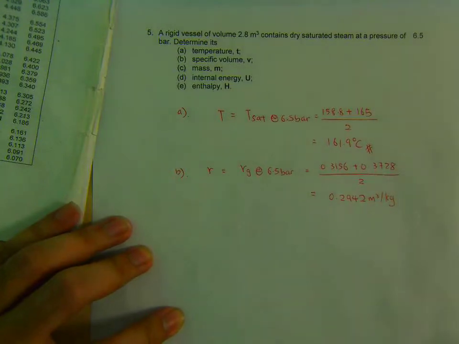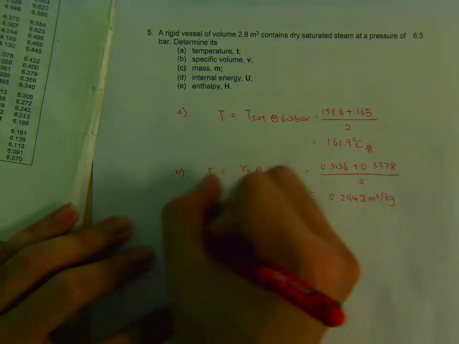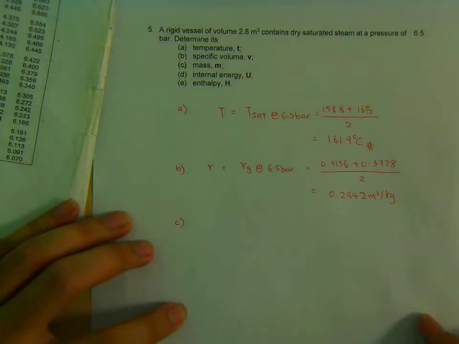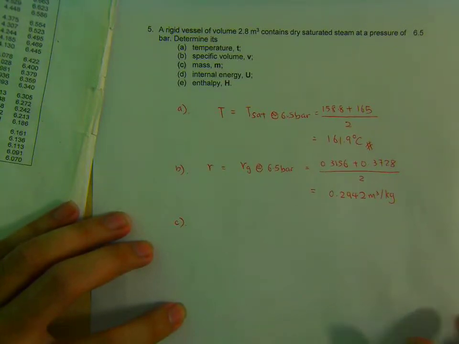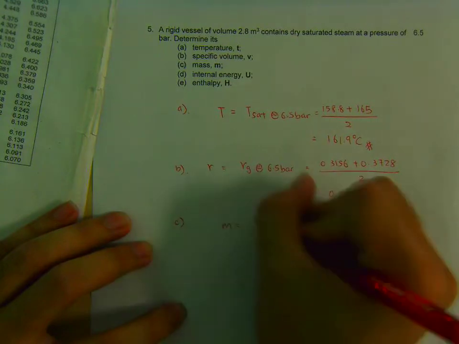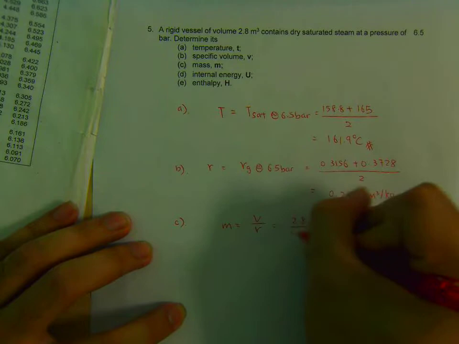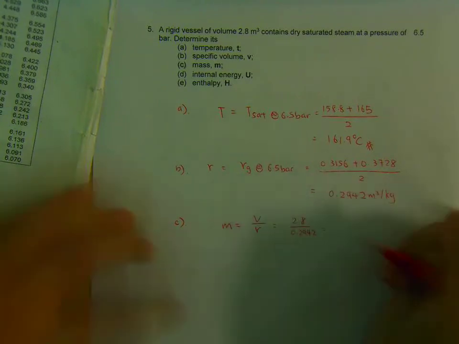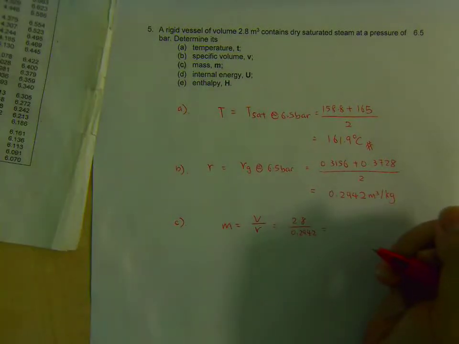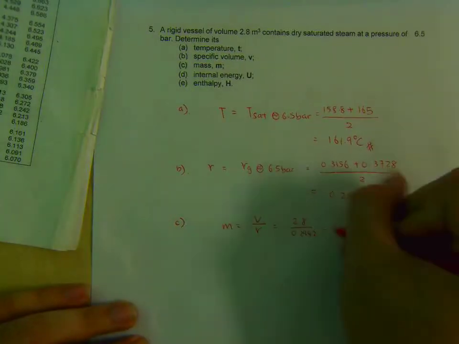C, to get the mass. Again, the mass can be found using big V divided by small v, since we have both of them. Big V 2.8, small v 0.2942. The value here will be 9.517 kg.